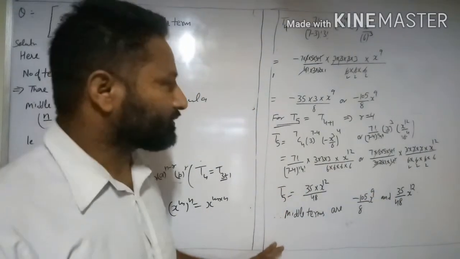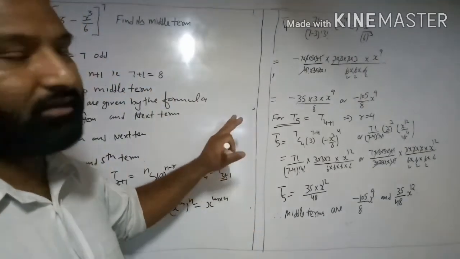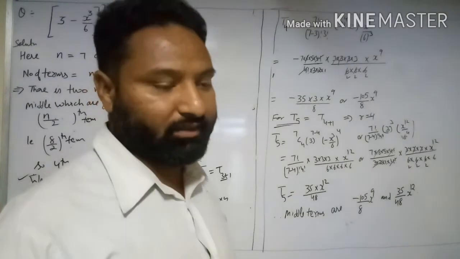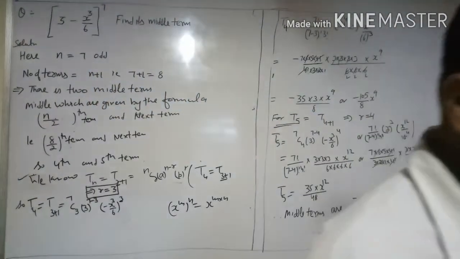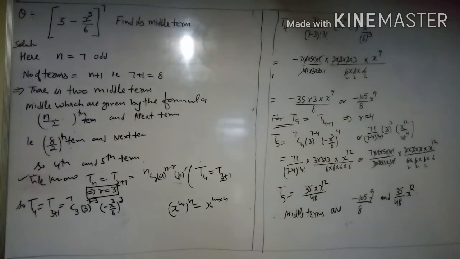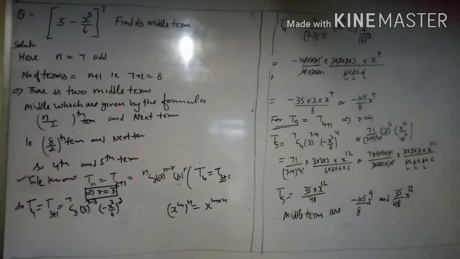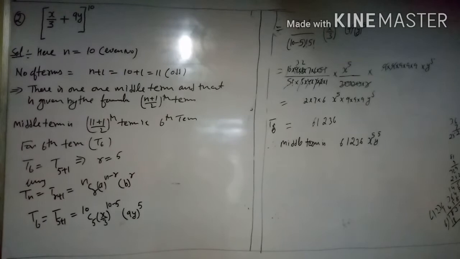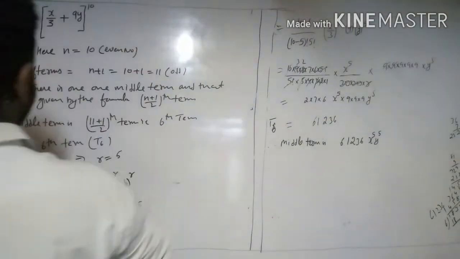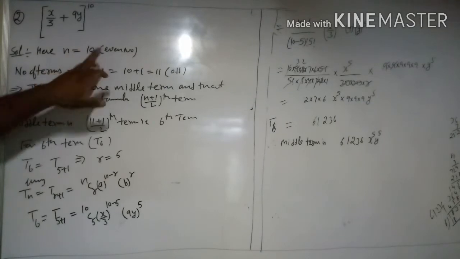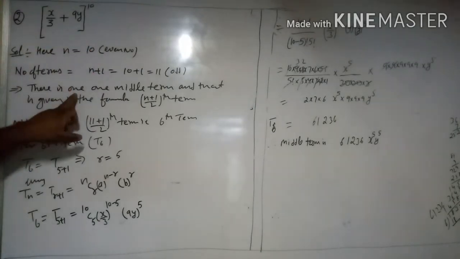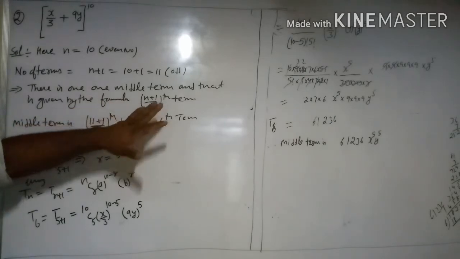So this is one type of question by which we can find the middle terms of the given expression. Now there is another type of question to find the middle terms when the value of n is not odd, it is even. So the next question is x raised to 3 plus 9y raised to power 10. Here n is 10, so it is an even number. If n is an even number, it will have only one middle term, and that is given by the formula (n plus 1) upon 2.